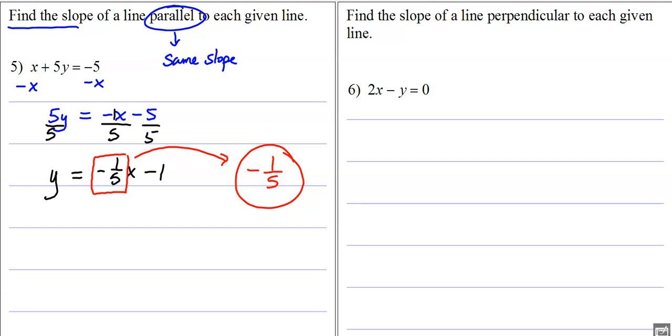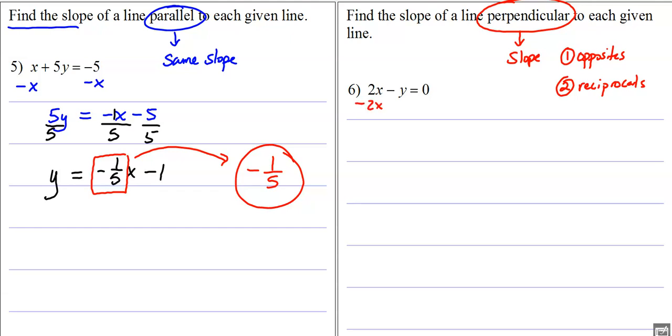Now this next one, I want a line that's going to be perpendicular. So the key thing about the slope of perpendicular lines is they need to be opposites and they need to be reciprocals. Okay? Or flips of each other. So first let's find the slope of this line.